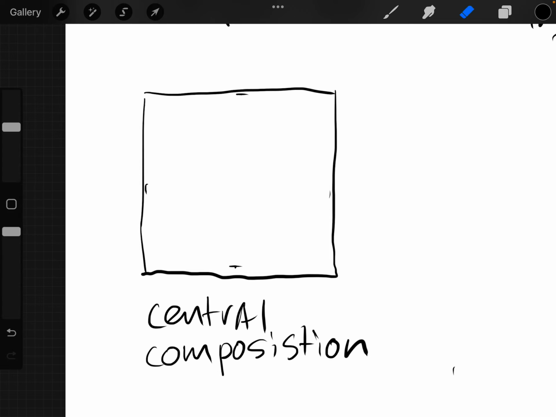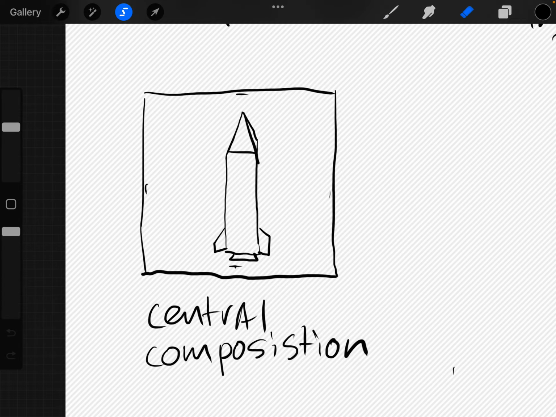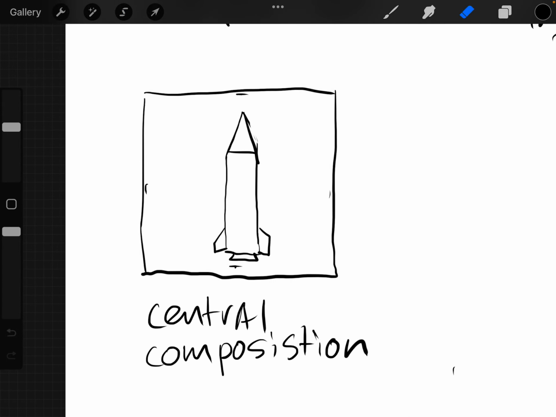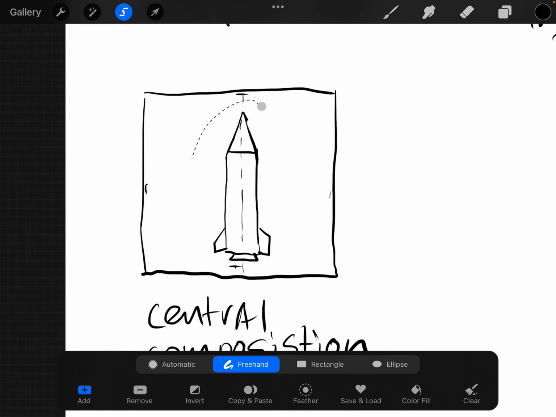I'll give you a better example here. If I get rid of this and I draw for you a rocket, like maybe here, look, like this. This one is central, right? Because I'm trying, as you can see, to keep it in the center. And on top of that, it is also quite symmetrical because it's the same on both sides, right?